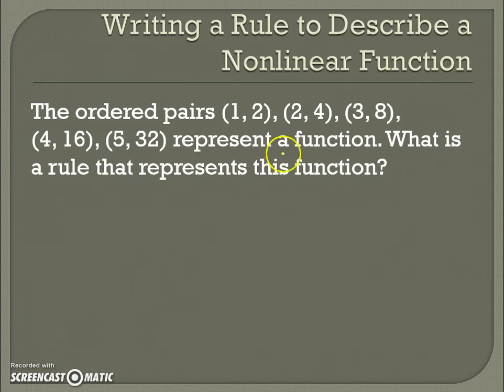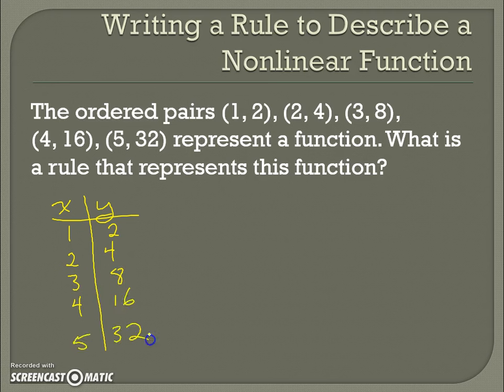All right, so writing a rule to describe a nonlinear function. My first suggestion would be to go ahead and write these ordered pairs as an XY table. So I have 1, 2, and then 2, 4, and 3, 8, 4, 16, 5, 32. And what you're interested in, if you're going to write a rule that represents the function, is a couple relationships. First of all, you want to look at how these increase. So this is increasing by 1 every time, plus 1, plus 1, plus 1.